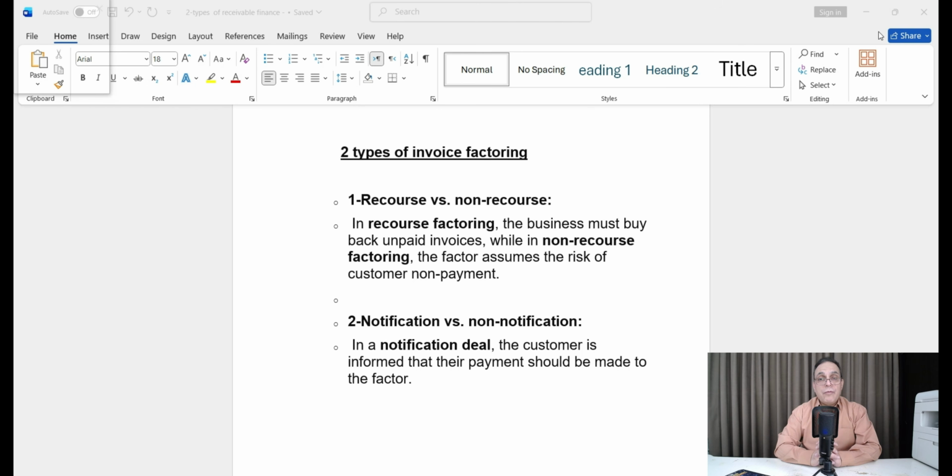2 types of invoice factoring. 1. Recourse versus non-recourse. In recourse factoring, the business must buy back unpaid invoices, while in non-recourse factoring, the factor assumes the risk of customers' non-payment. 2. Notification versus non-notification. In a notification deal, the customer is informed that their payment should be made to the factor.